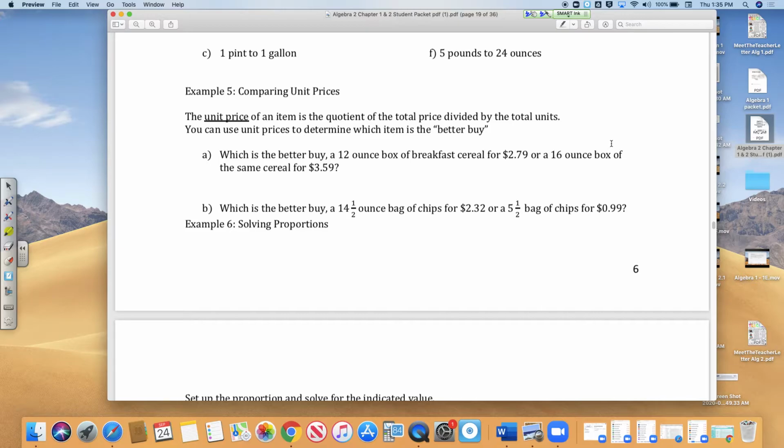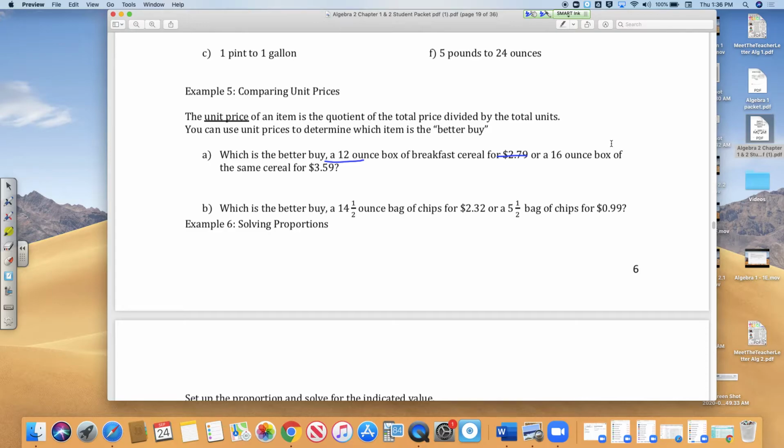What's the cheapest for the amount that you're getting? To do this, you would take the amount of money that it costs and divide it by how much you're getting. Not all the times are the numbers going to be in the correct order. Like, you might want to do 12 divided by $2.79, and that will work still, but your answer will be a little bit different. So let me explain.